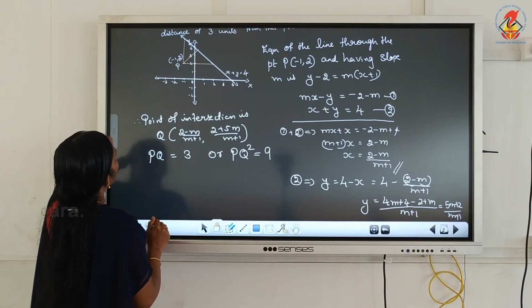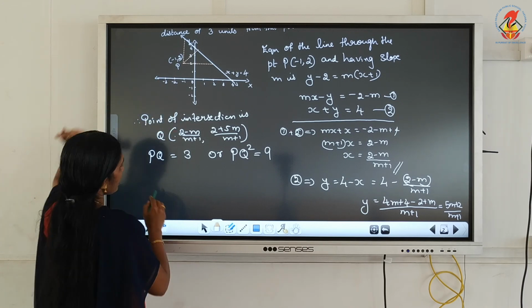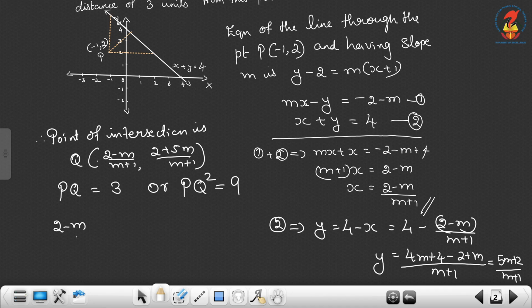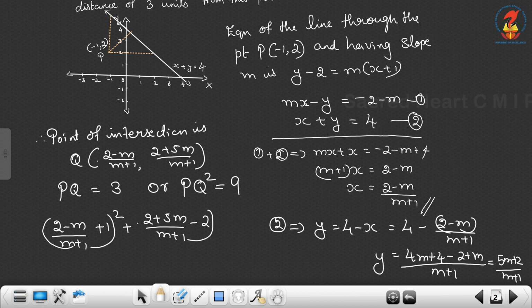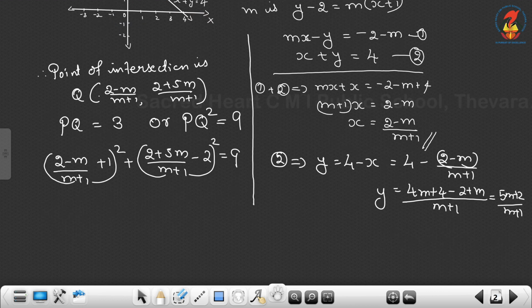So, (x2 - x1) whole squared, that is ((2 - m)/(m + 1) - (-1)), so it is plus 1, whole squared, plus (y2 - y1) whole squared, is equal to 9. Now simplify.